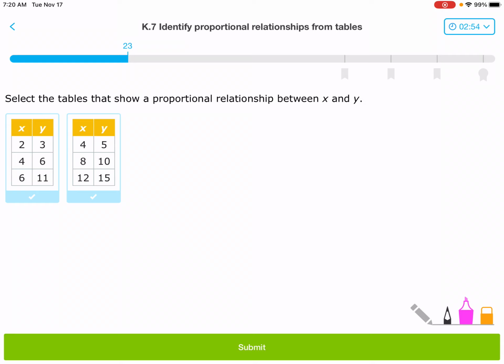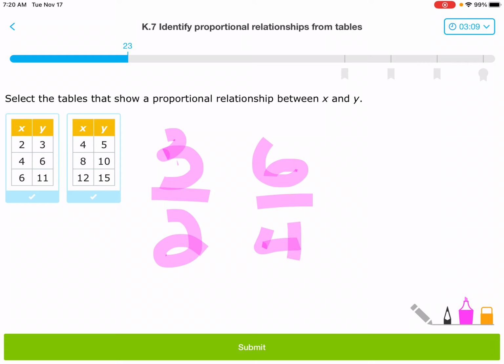We're going to do one more. Okay, so let's look at these two tables. I'm given 2/3. Nope, I lied. I wrote it the wrong way. See, common error. 3/2, 3 over 2, 6 over 4, and 11 over 6.